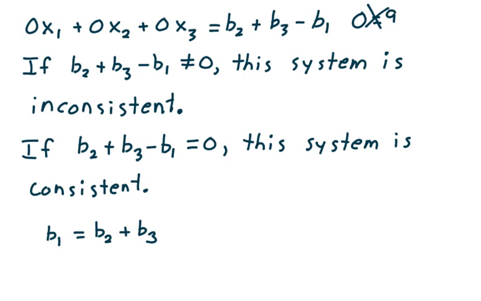If b2 plus b3 minus b1 is 0, this system is consistent. And so solving for b1, we get b1 is equal to b2 plus b3. So that's how the b's are related to each other.